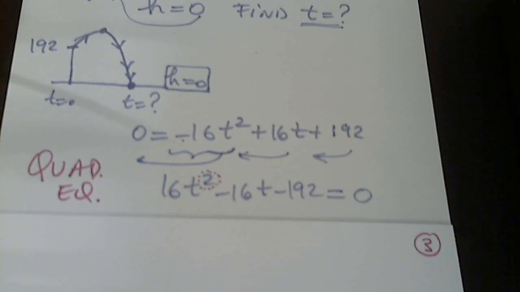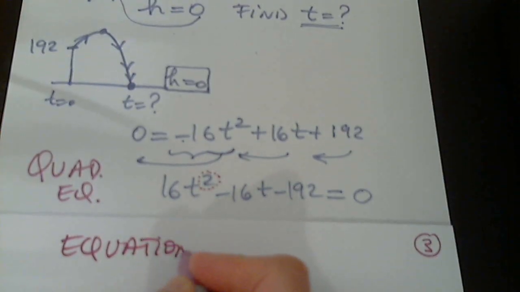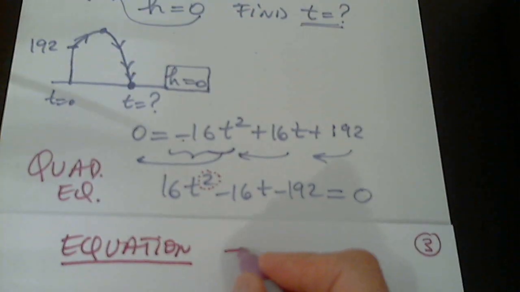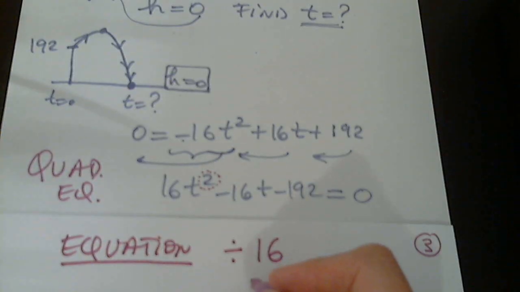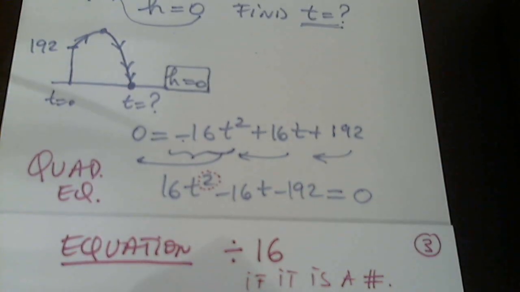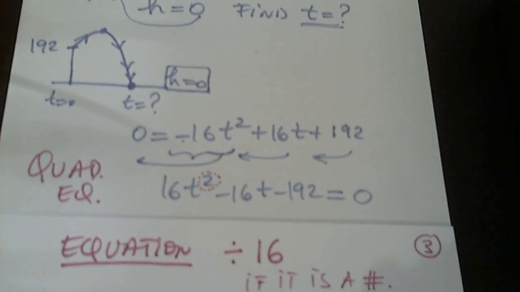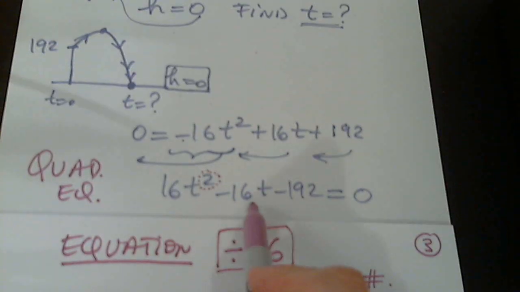Perfect. So then, because this is an equation, I am not changing the rules on you. In an equation, I can divide both sides by the greatest common factor only if it is a number. Note, do not divide both sides by variables. But I can divide by 16. And I like it because I simplified the equation.